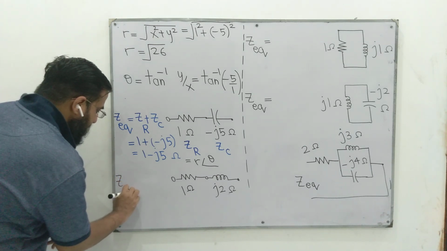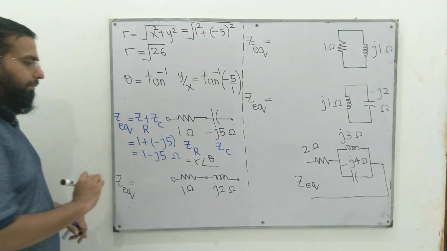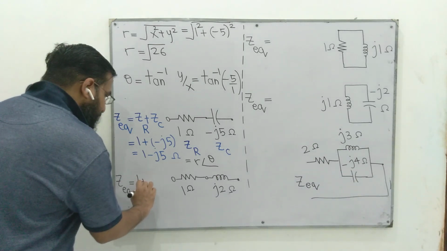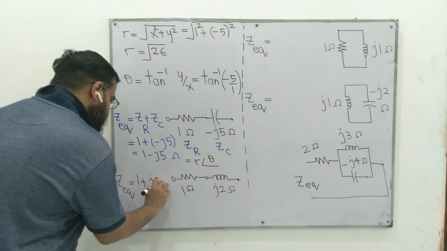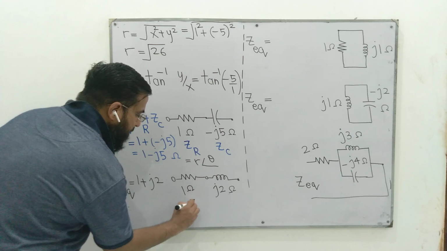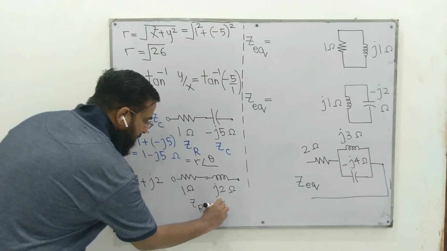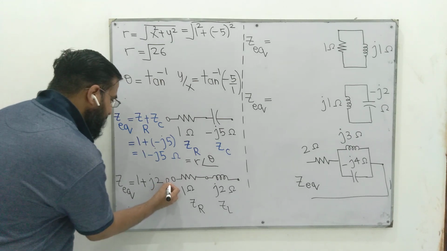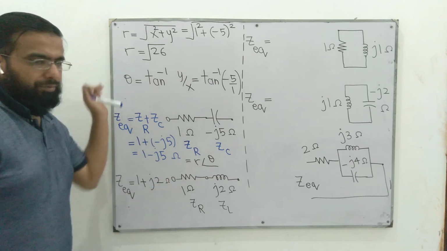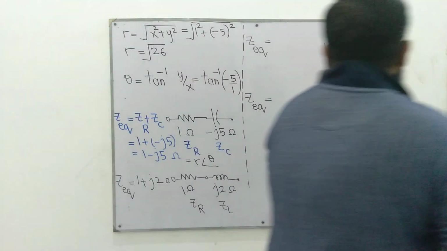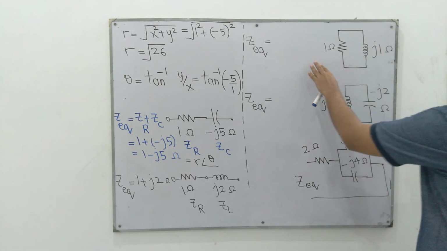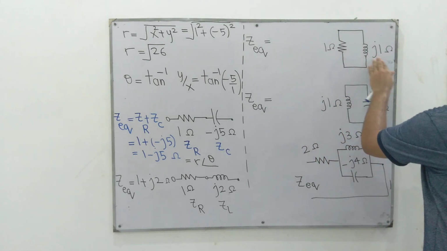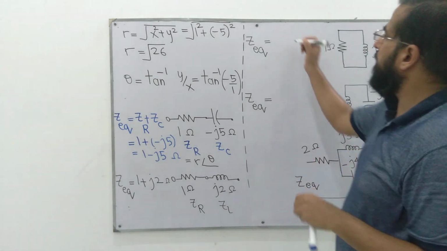In this second example, the equivalent impedance is CR plus CL, 1 plus J2 ohms. It can also be converted into a polar form like this. In the third example, we have this 1 ohm and J1 ohm in parallel.